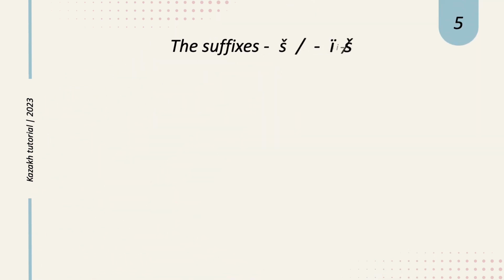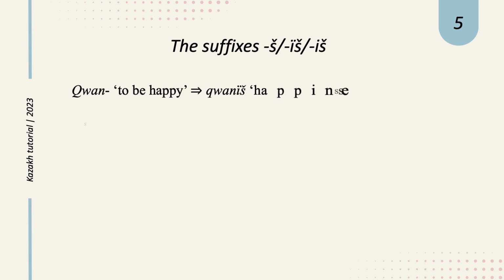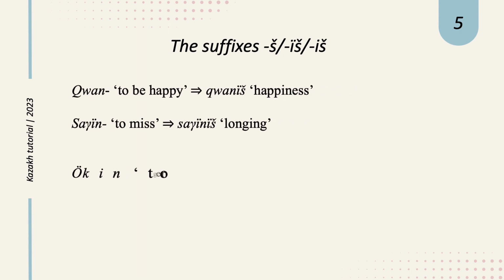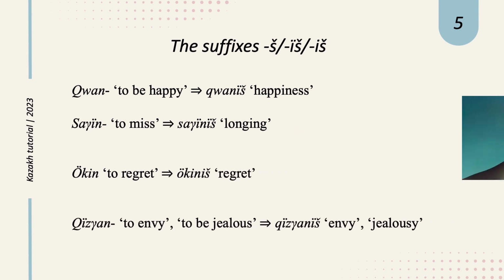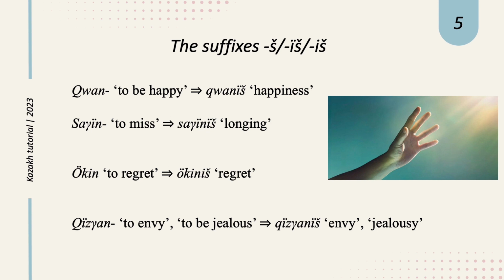The suffixes -ш, -ыш or -іш are added after verbs to create nouns. Example: қуан, to be happy, қуаныш, happiness. Сағын, to miss, сағыныш, longing. Өкін, to regret, өкініш, regret. Қызған, to envy or to be jealous, қызғаныш, envy or jealousy.